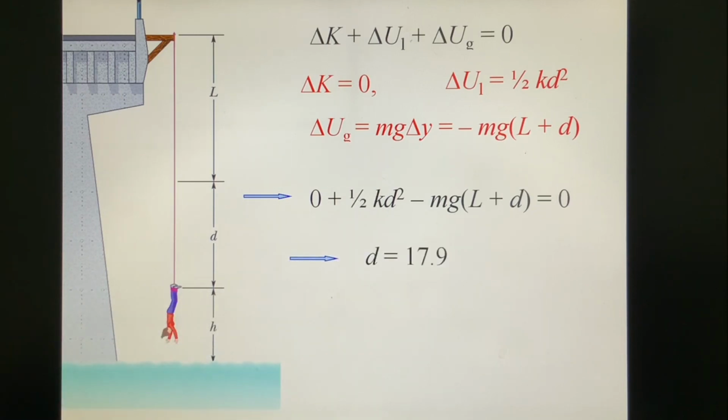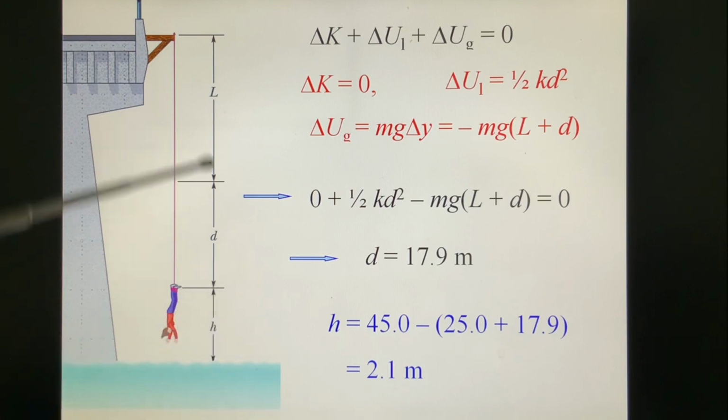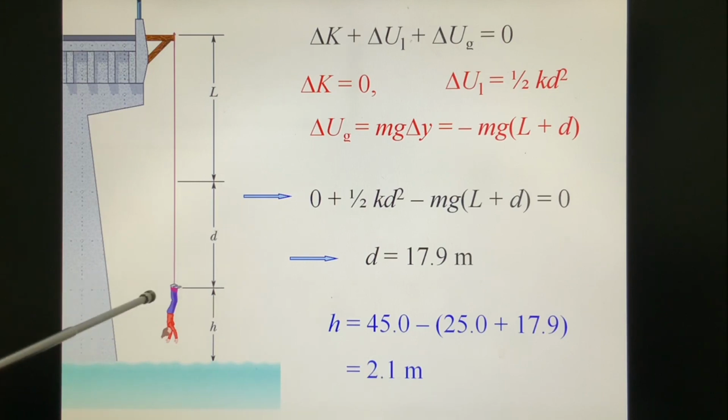We get d equals 17.9 meters. Now d is 17.9, and L is 25. Altogether the height is 45, so we can find h. h equals 45 minus the length minus d, so 3.1 meters. Now, if she is 1.7 meters high, then it's only 0.4 meters. Very scary.